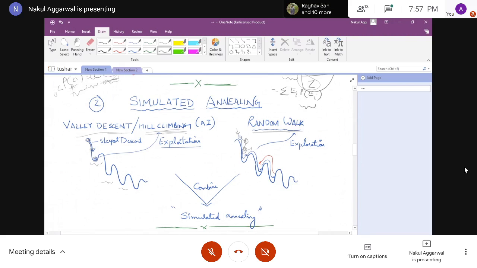So as a result, if you are here, it can still randomly choose a neighbor which is present here and then move on. So it can go around the search space. So it is effectively exploring the search space better than the hill climbing method. But the only problem is we have no control over the random walk.